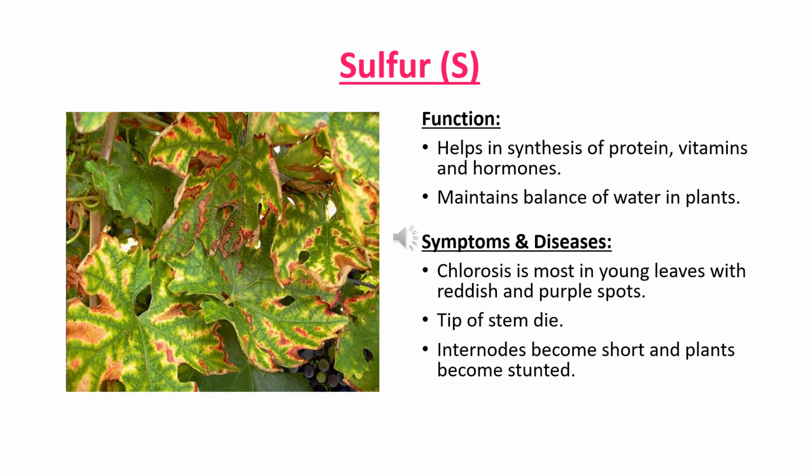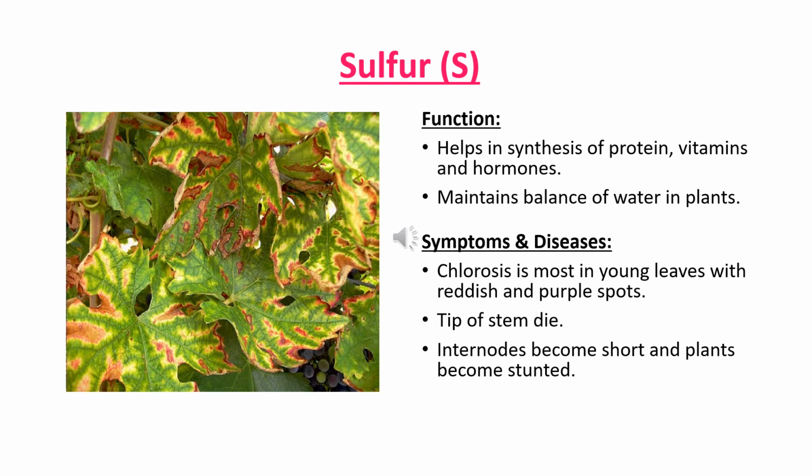Sulfur is another macronutrient. And what is the function of sulfur? It helps in synthesis of protein, vitamins and hormones. You know, the vitamins and hormones are kind of catalysts, and they help other activities go faster, and it also enhances the other cellular activities. So sulfur is very important for the plant, and it also maintains balance of water in plants.